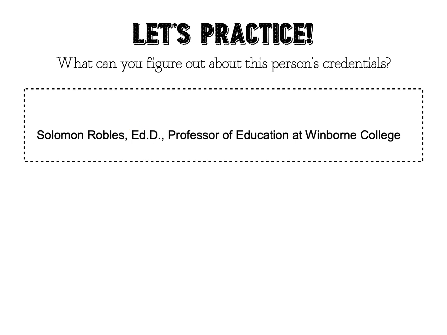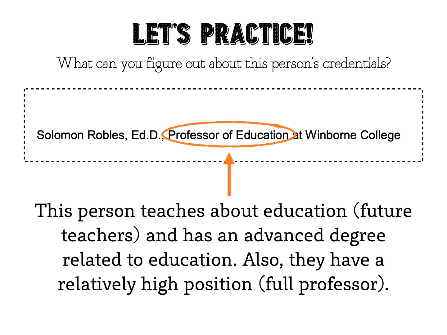We also see that he is a professor of education. So, this person teaches about education, which means he teaches future teachers. He has an advanced degree related to education if he's going to be a professor of education. Also, if you see someone that says professor, that means they're what's known as a full professor. That's a relatively high position. Associate professor, assistant professor, adjunct professor, those are all lower.